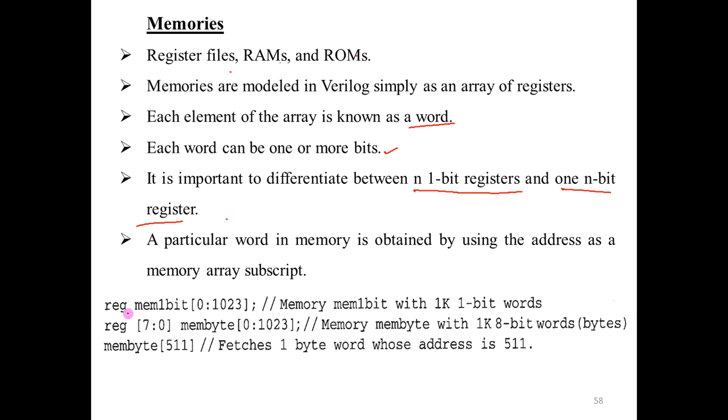For example, register is a data type. Mem 1 bit 0 to 1023; I did not specify any width here, so by default it is 1 bit. It has 0 to 1023 locations. An array member or array element, I call it a location. I can depict it like a table in your room or a stack with a lot of racks. Here I'm declaring mem 1 bit, from 0 to 1023. Totally how many racks are here? You have 1024 racks.